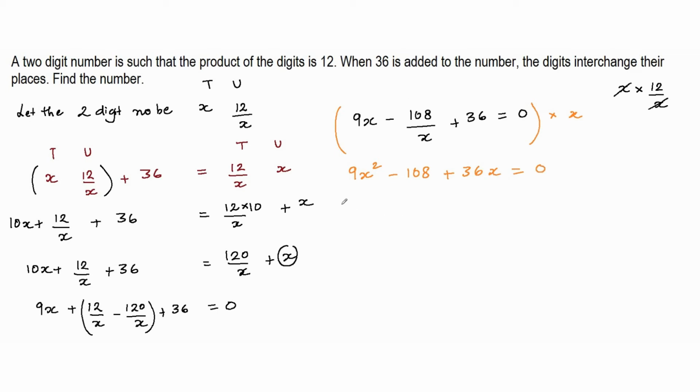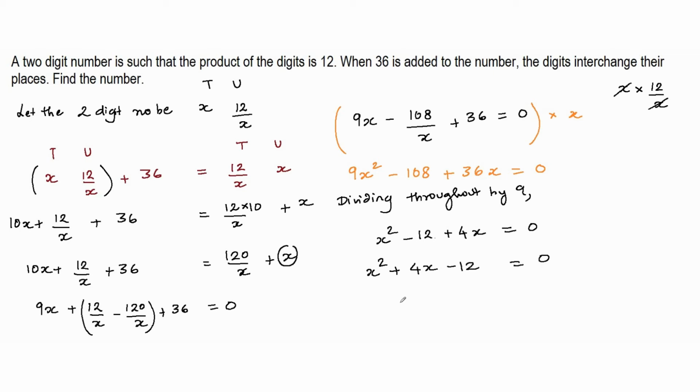Now I can divide throughout by 9. So dividing throughout by 9, what I get is x square minus 12 plus 4x is equal to 0, and rearranging I get x square plus 4x minus 12 is equal to 0.